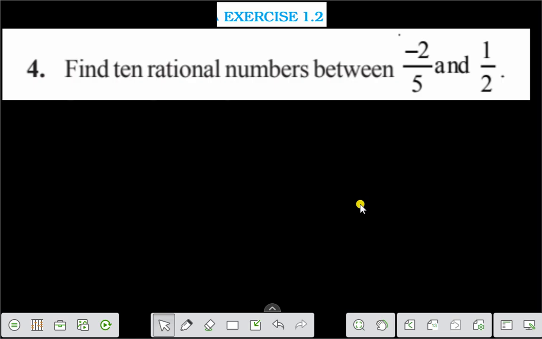Hello everyone. Today we shall discuss exercise 1.2 question number 4. Find 10 rational numbers between minus 2 by 5 and 1 by 2. Let us solve this one.